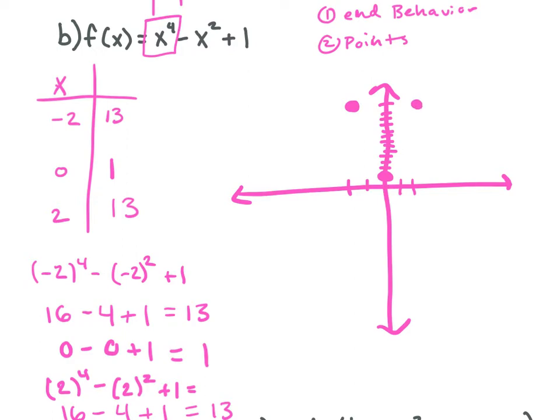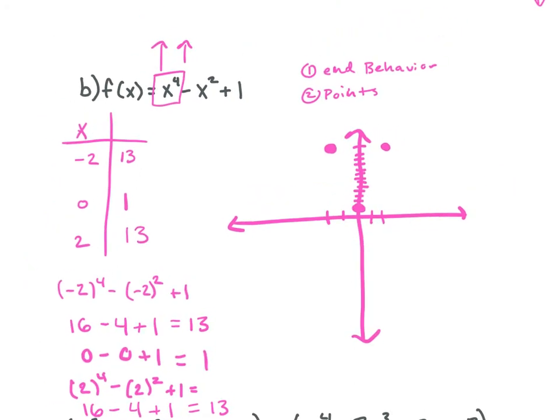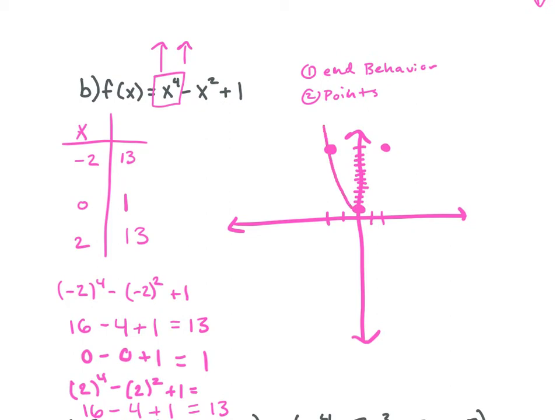So I said, we're going to have both arrows facing up. So we just need to make sure both of our arrows are facing up, and then we just connect the dots. So this is our graph for part B.